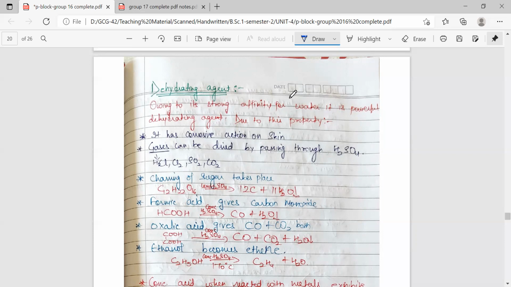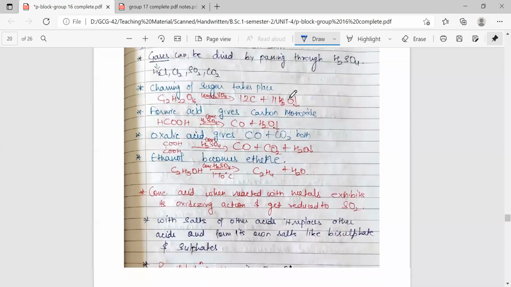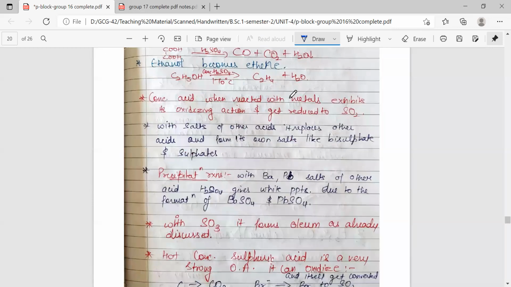And with ethanol, it will give us ethene. The concentrated acid, when reacted with metals, exhibits its oxidizing action and itself gets reduced to sulfur dioxide. With salts of other acids, it replaces the other acids and forms its own salts like bisulfates. And as we have seen, the reaction with carbonates was forming bisulfates.